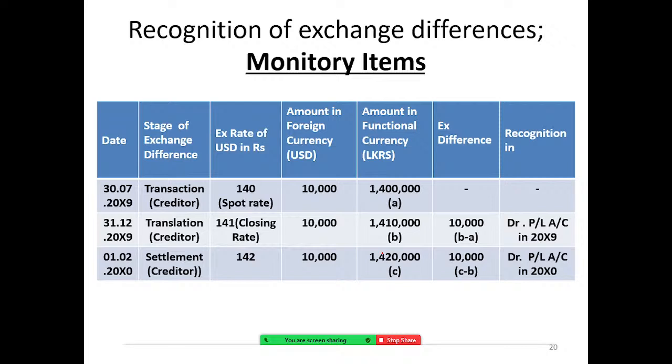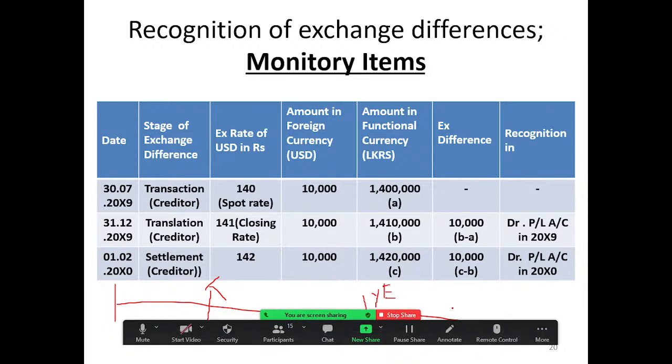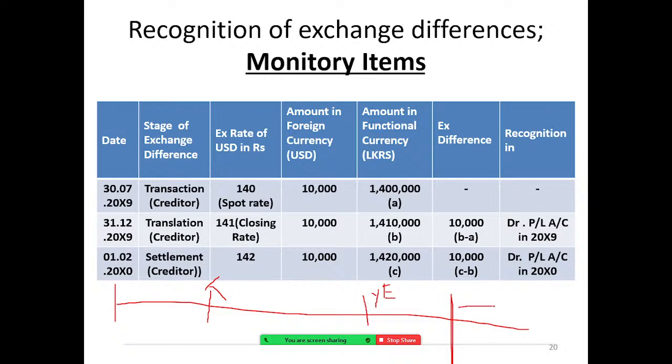So here we have a simple example to understand the thing. Here we have 3 dates, right? The accounting period starts on 30th July, somewhere here, and the year end is here. Here the transaction has occurred, and settlement is on 1st of February 2010, next year. So it's after the accounting period. This is the settlement date, this is the translation date, this is the transaction date.